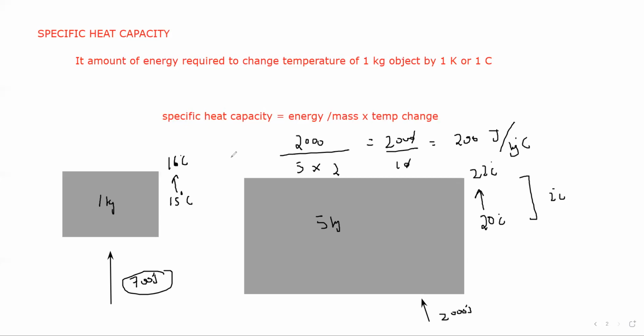The formula to calculate the specific heat capacity, this is a word equation. The formula is denoted by a small c. Energy which we supply is denoted by capital E or Q. Mass is denoted by small m, and temperature change is delta theta or delta T. The SI unit is joule per kilogram Kelvin. Another unit can be joule per kilogram degree centigrade.